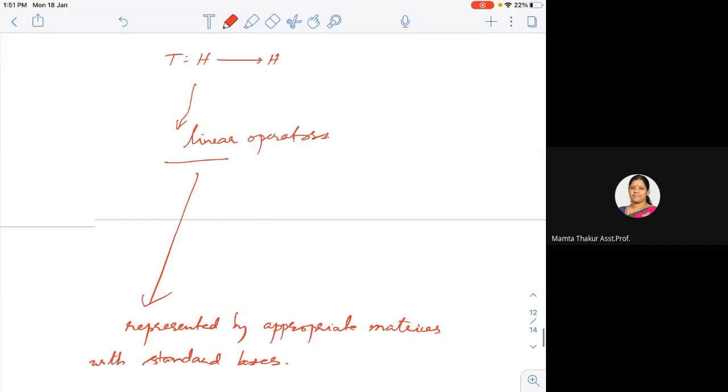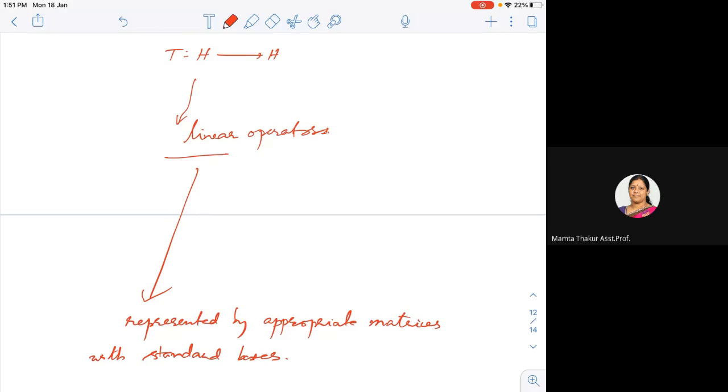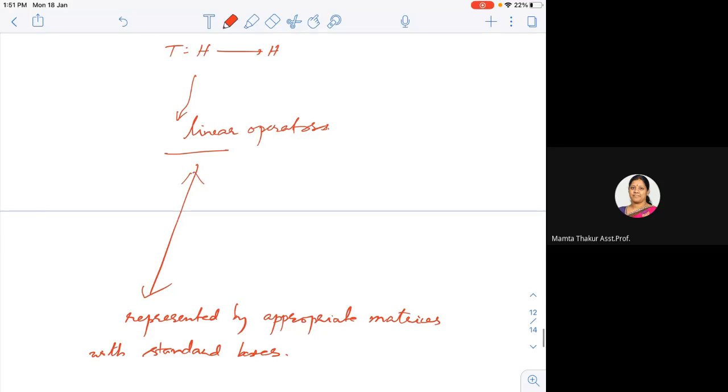Because these two are Hilbert spaces, you can have a standard basis for H. In the case of C power n, standard bases are nothing but 1, 0, 0, 0, then 0, 1, 0, 0, etc. That's called the standard basis. With respect to that standard basis, given any linear operator, you can have an appropriate matrix which can be attached with this H. That means operators can be identified with matrices, and the matrices are going to give you some operators. So for the total operators on Hilbert spaces, you can even look into the theory of matrices.